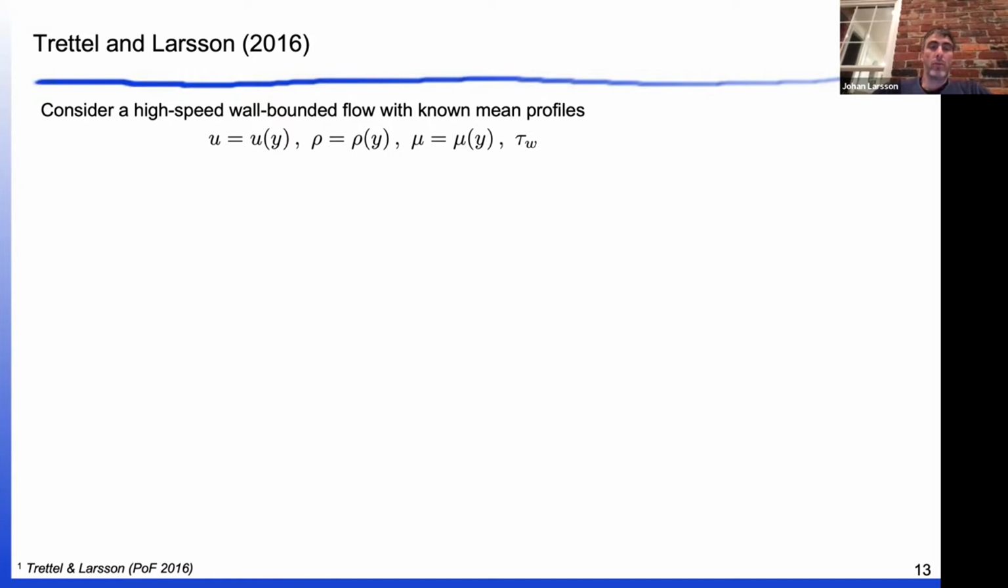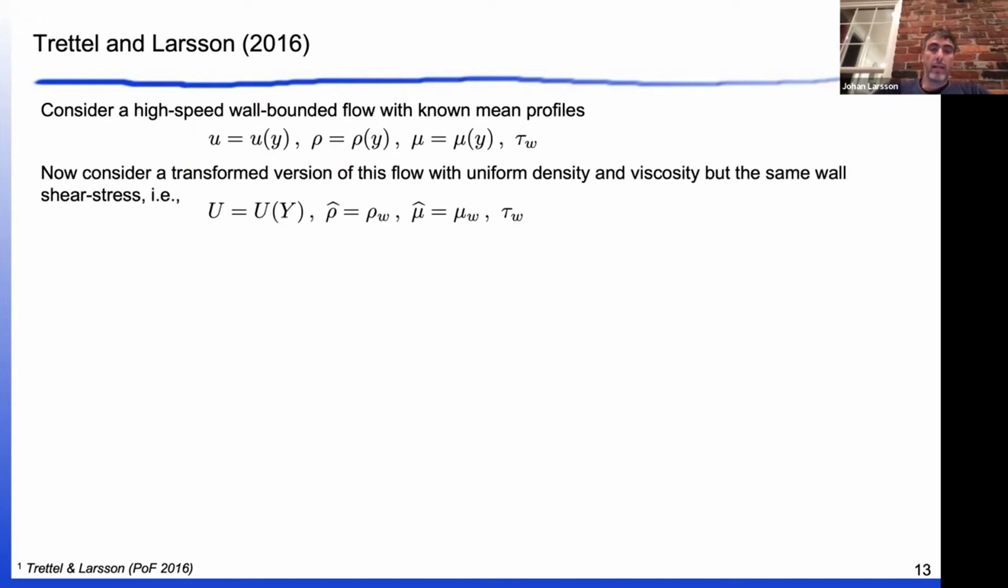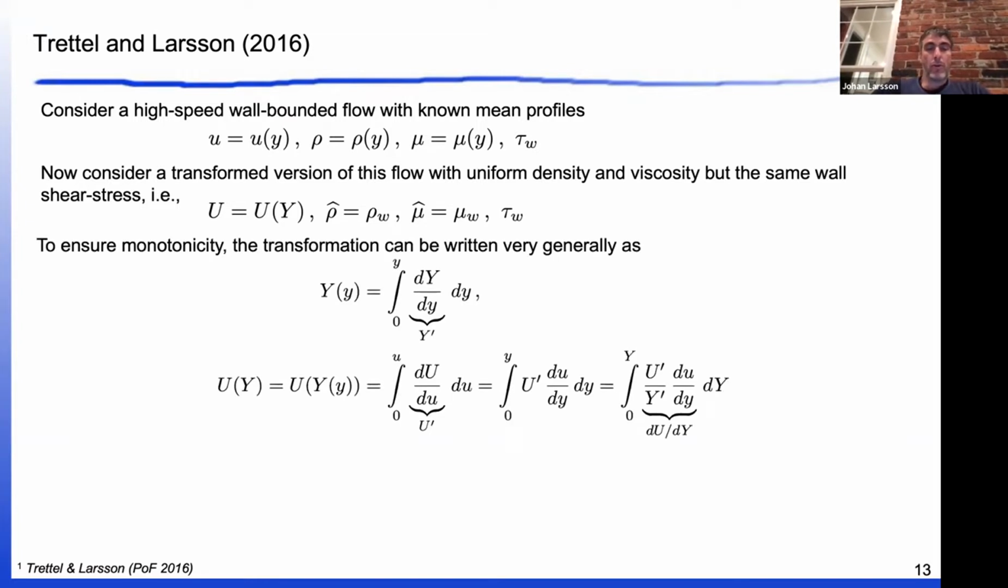So we said, what if you have a wall-bounded flow with known mean profiles, and then consider a transformed version of the same flow, but now where you have uniform density and viscosity. I'm going to use capital or hat letters for the transformed state, and lowercase letters for the actual compressible state. So far, so good. Now imagine that we can write the transformed mean velocity as an integral transform of the raw velocity. That's the second equation of these.